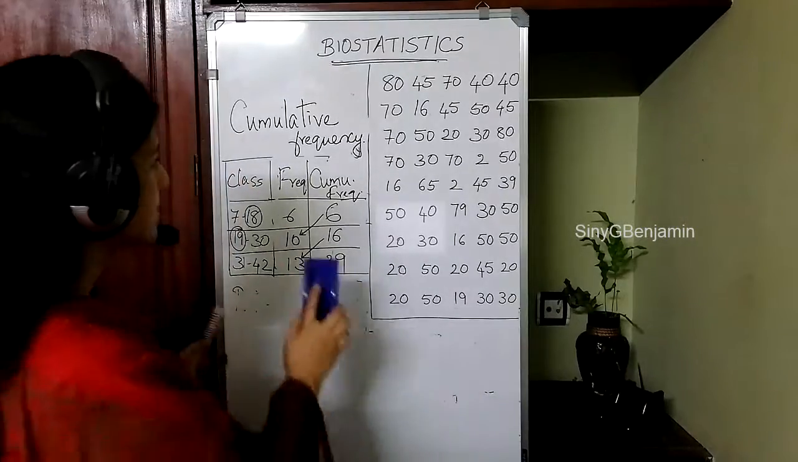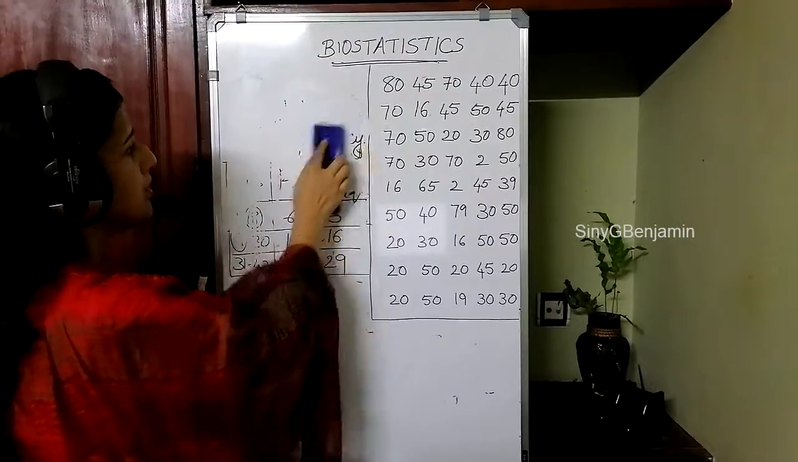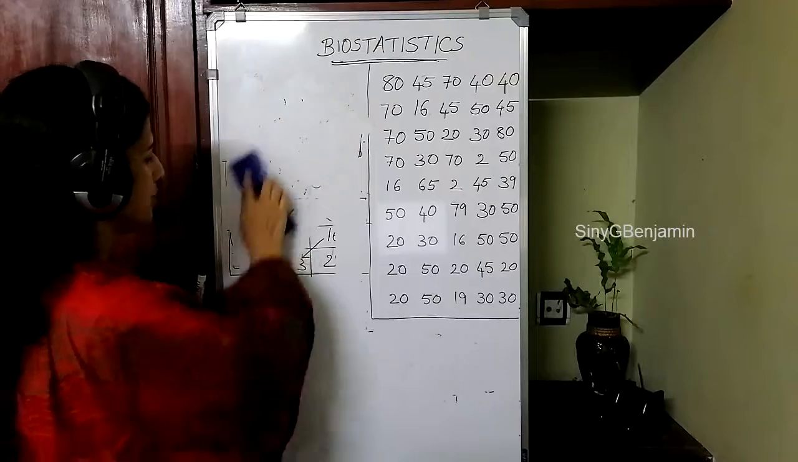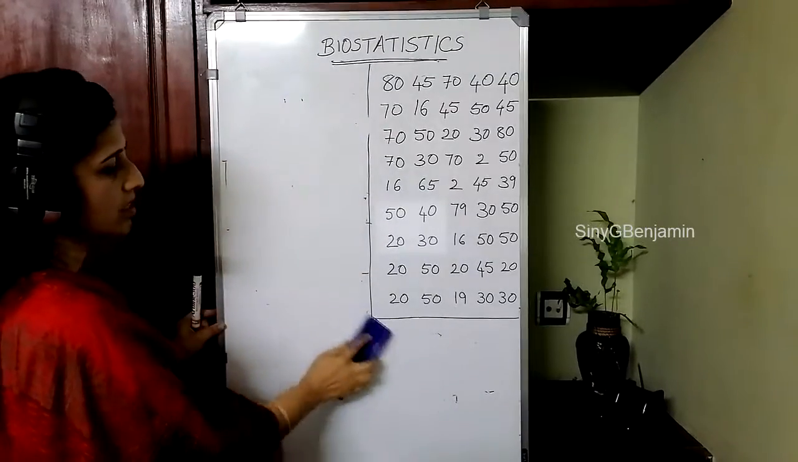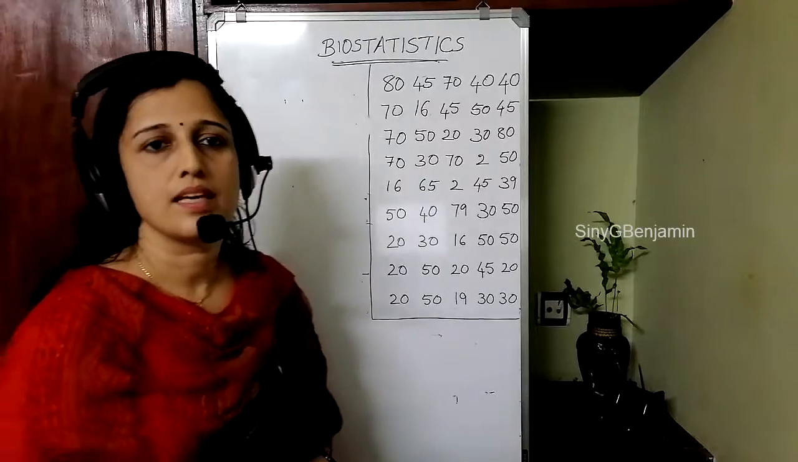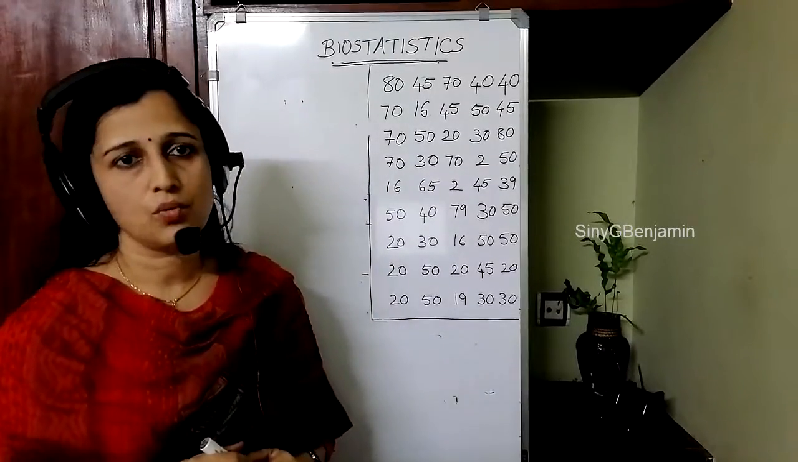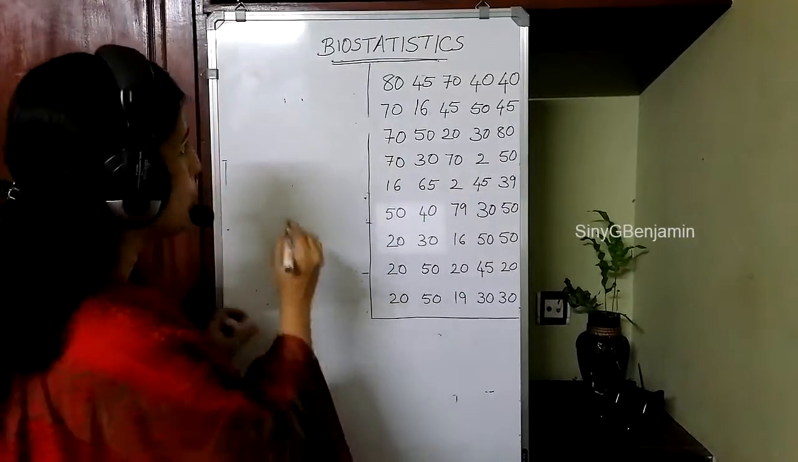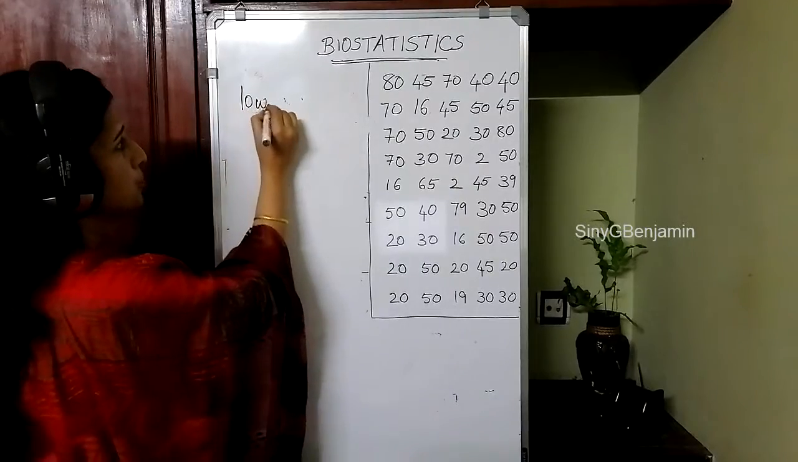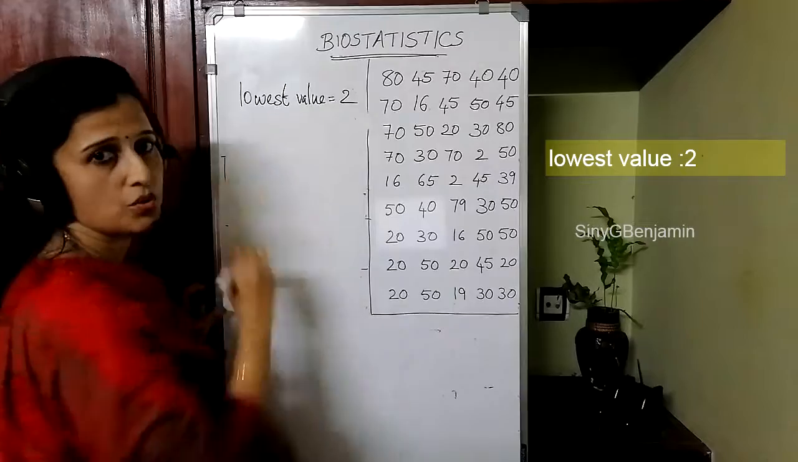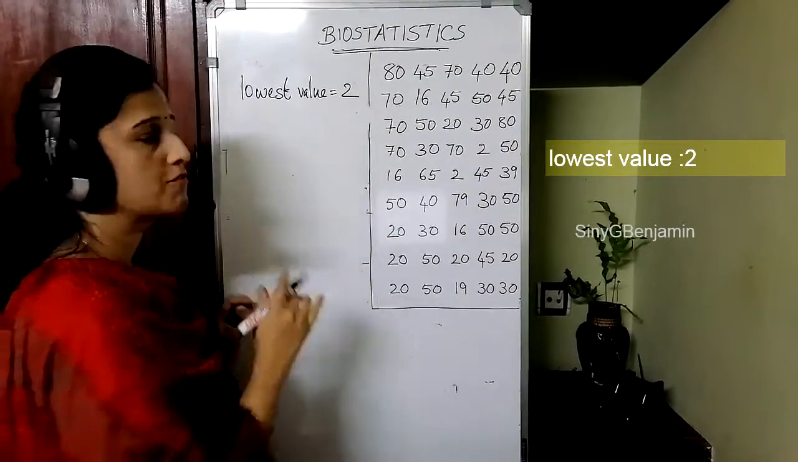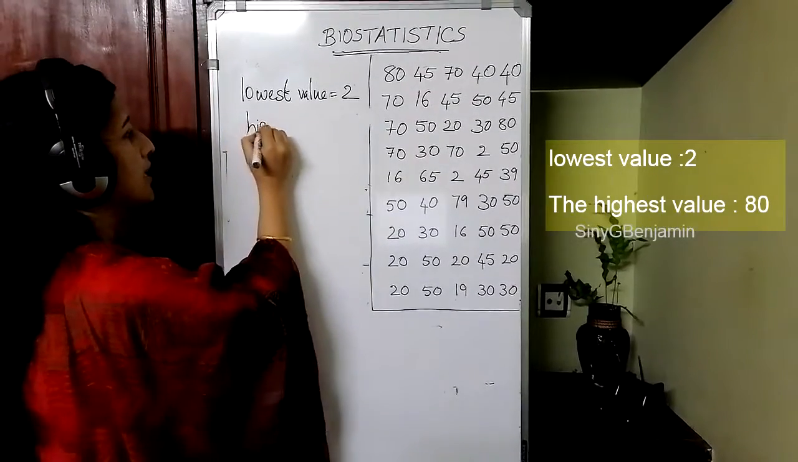Then with this table, how are we going to construct a frequency table? With this raw data of fecundity of insects, we are going to construct a frequency table. First we have to find the lowest value. Lowest value is equal to 2 and the highest value is 80.